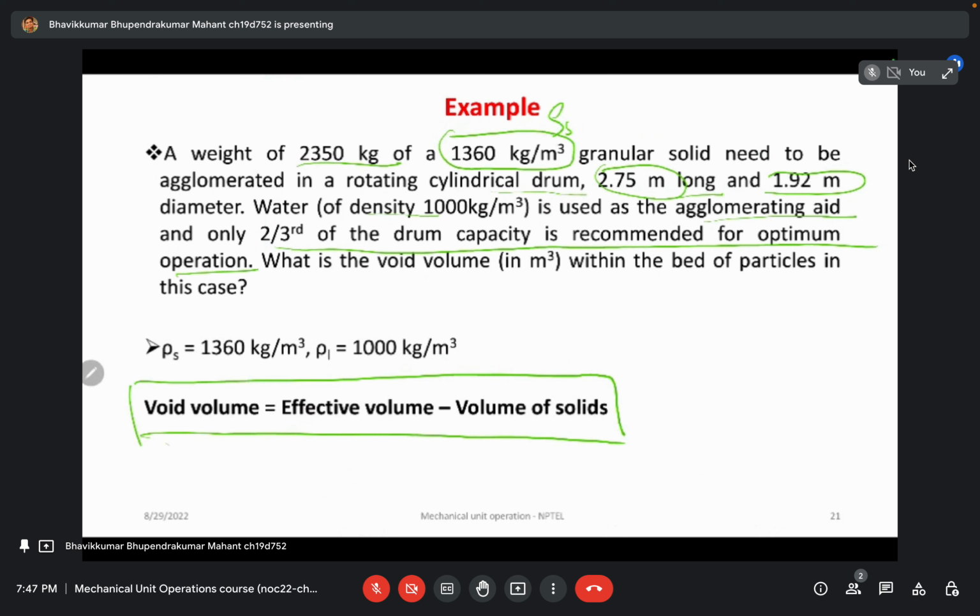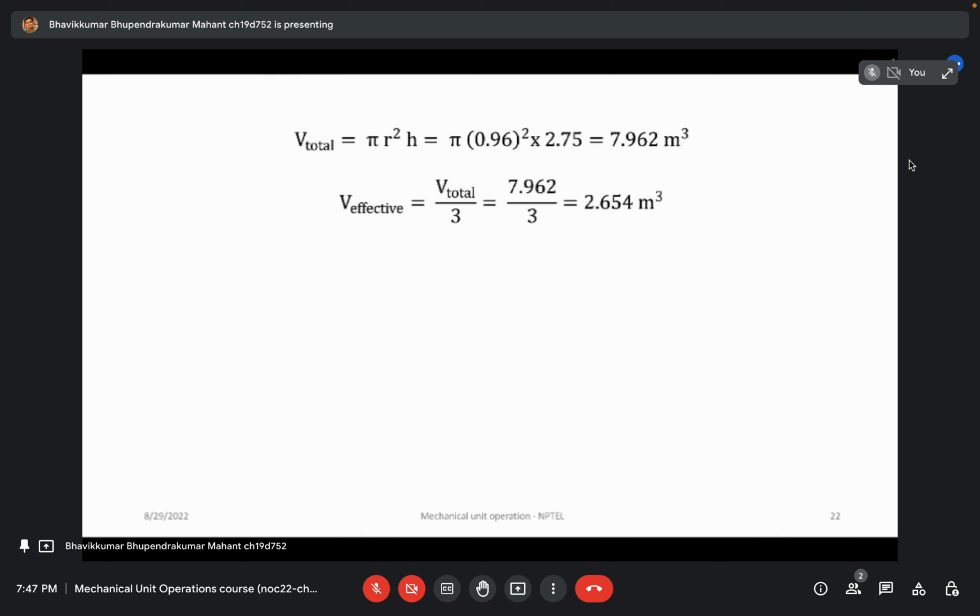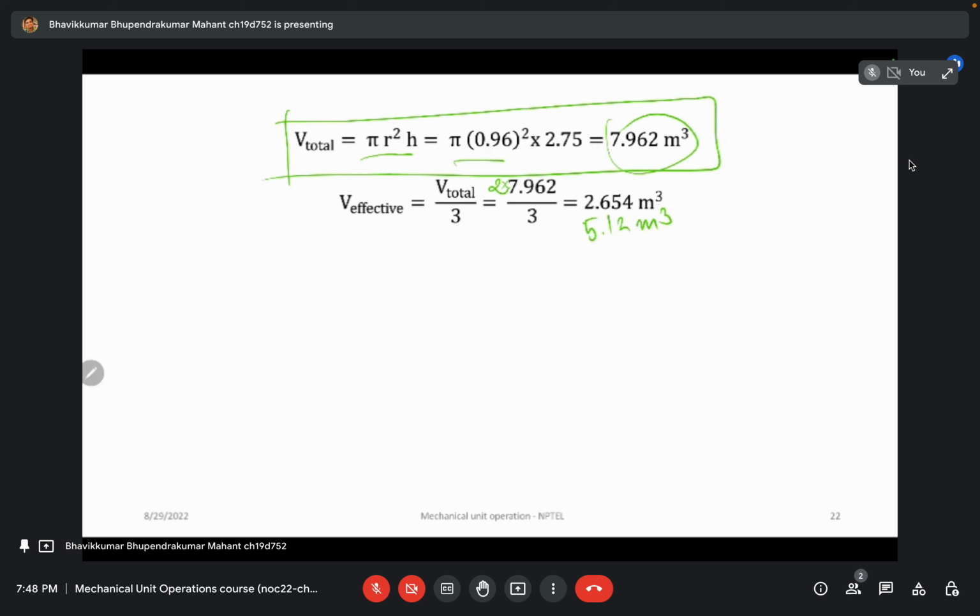The total effective volume is there, and we need to subtract the volume of solid from it. The effective volume is 2/3 of the total volume, so we need to find the total volume. For the cylindrical drum, the volume is pi r square h. We substitute the values and get the total volume as 7.962 meter cube. For the effective volume we need 2/3, so the effective volume is 5.12 meter cube.